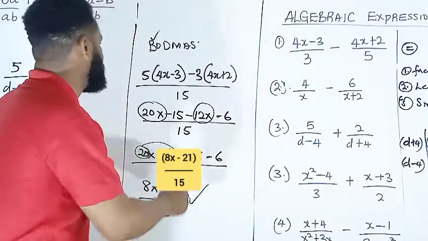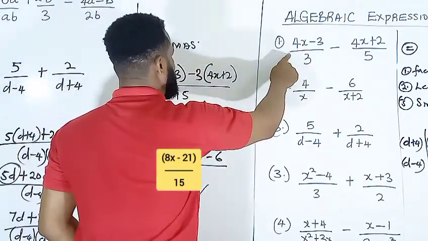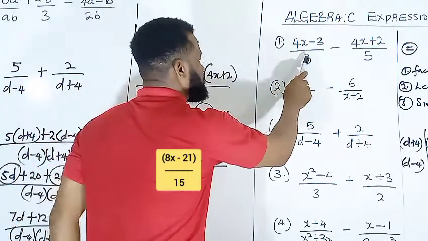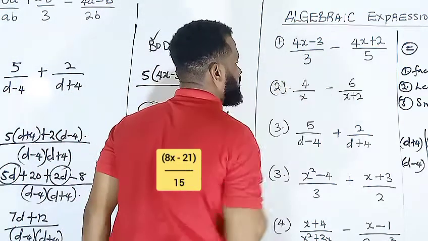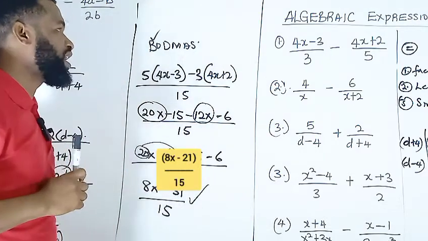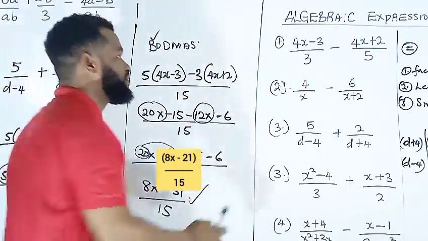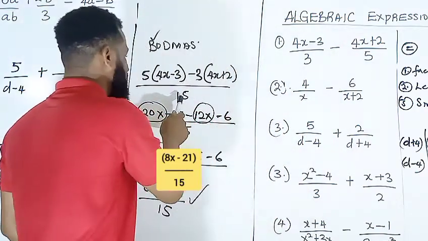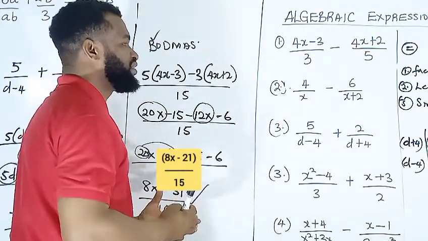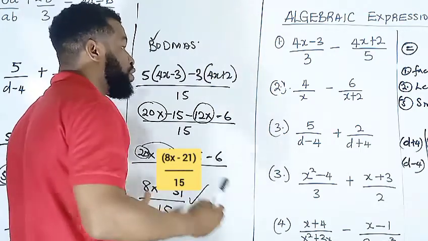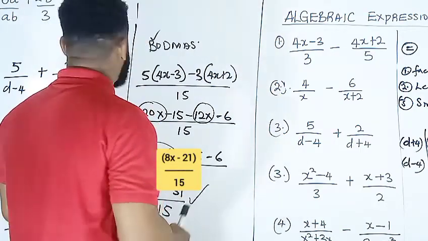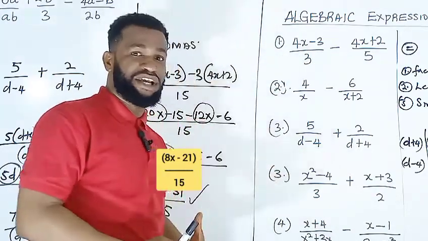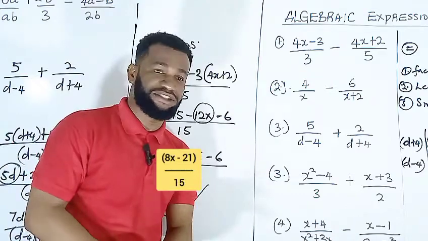Let's start with the first question. Look at this. The first one is this. What did I do here? I took the LCM of 5, 3, and 5. The LCM of 3 and 5 is 15. Why? I just said 3 multiplied by 5 is 15, and I wrote 15 here. But then, why did I just multiply? It's not all that you multiply. I decided to multiply because nothing can divide 3 and 5 at the same time. So that is why I multiplied.